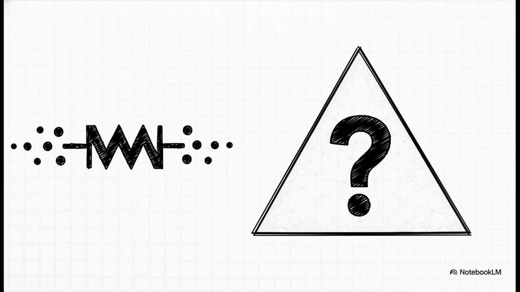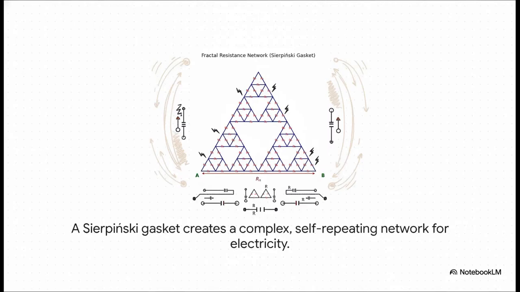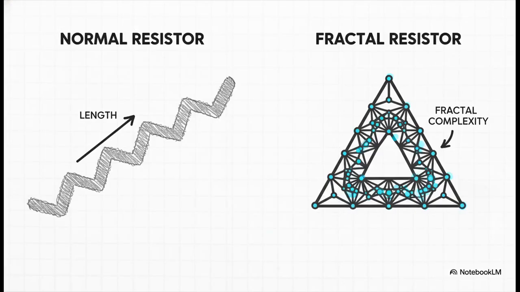All right, and to round out our trio, let's look at the fractal resistor, the component that resists the flow of electricity. This beautiful pattern is called a Sierpinski gasket. Now imagine that every single line segment you see here is a tiny little resistor. You're not just creating one single path for electricity to follow. No, you're creating an entire complex self-repeating maze for it to find its way through.